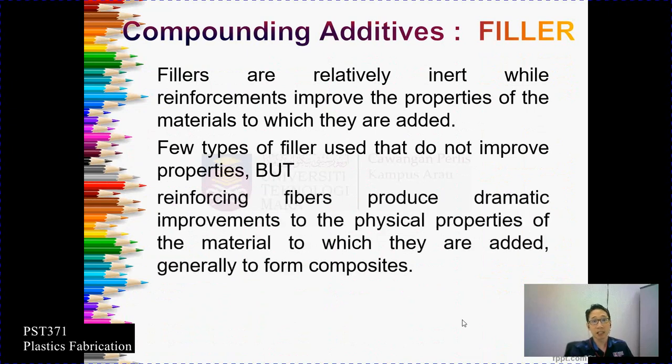Fillers are relatively inert, while reinforcements improve the properties of the material to which they are added. Few types of filler improve properties, but reinforcing fibers produce dramatic improvement to the physical properties of the material to which they are added, generally to form a composite. In the last few slides, I did mention the composite, how it improves the physical properties and strengthens the polymeric material itself. So some of the fibers, yes, do improve physical properties.